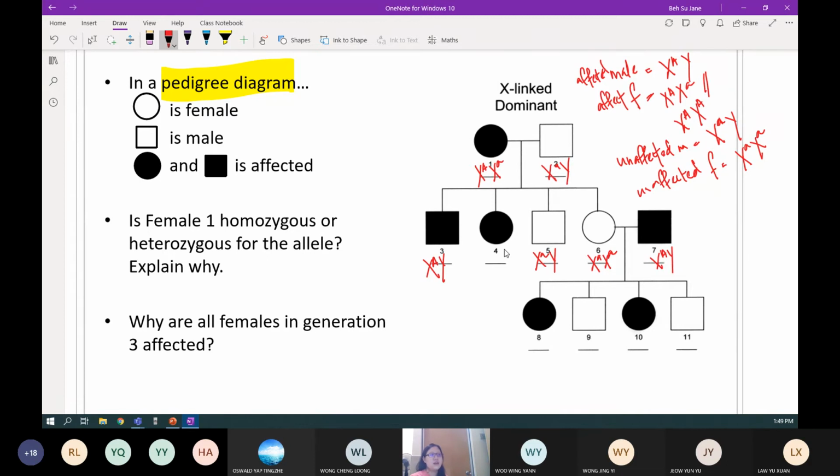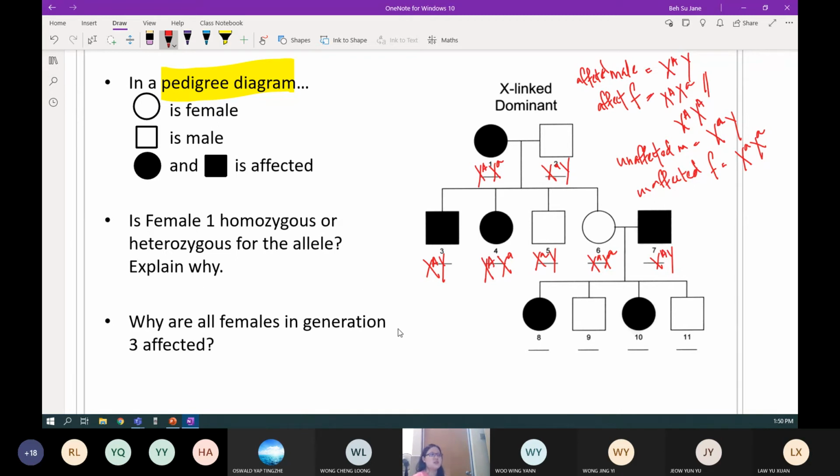Now from this, we can do this one. We know that the female needs to be heterozygous or homozygous to be affected. But there's no way that this female can be homozygous, because this female will inherit this X from the dad for sure, and the dad doesn't have any X with the dominant allele to give. And this female is affected, so she must have inherited the dominant allele from the mom. Just by looking at patterns, we have figured it out.